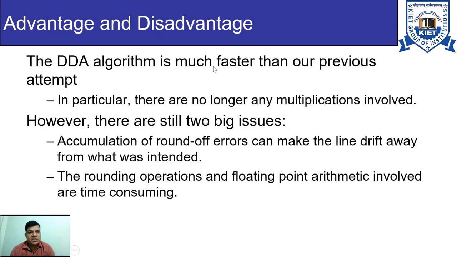So the DDA algorithm is much faster than our previous attempt. In particular, there is no longer any multiplication involved. However, there are still two big issues. First is accumulation of rounding-off errors can make the line drift away from what was intended. And second, the rounding operations and floating point arithmetic involved are time consuming.